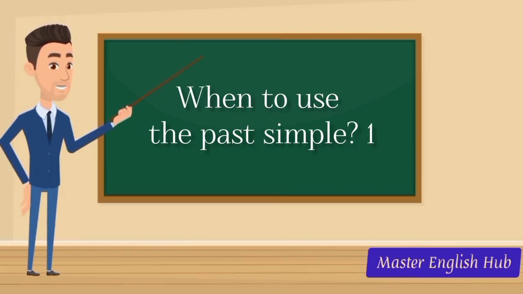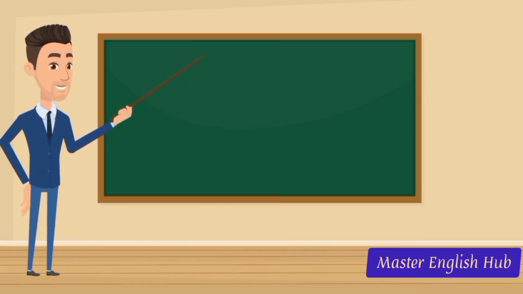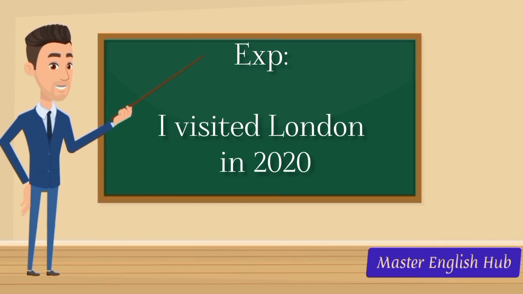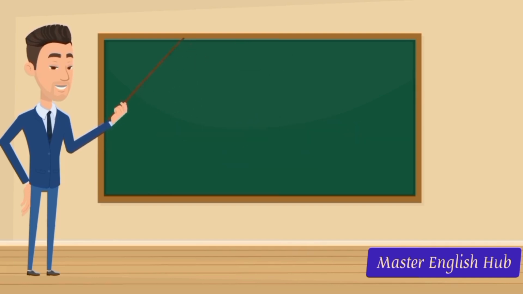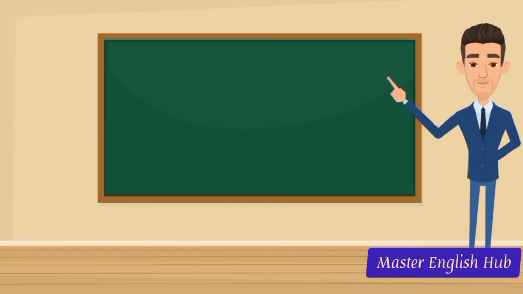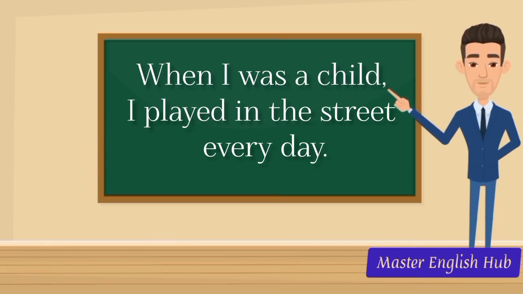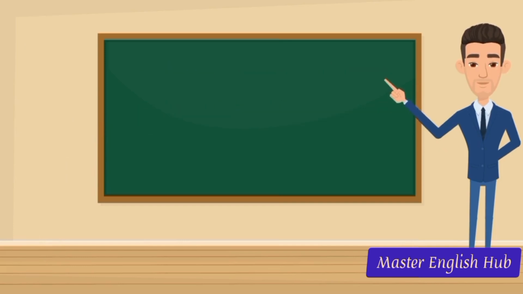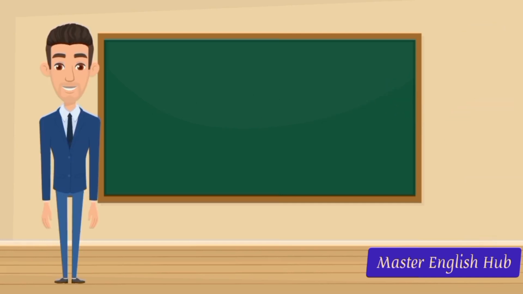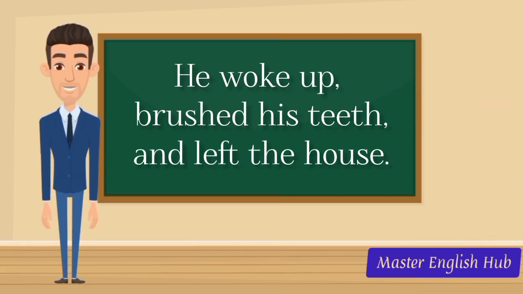When to use the past simple. 1. Completed actions in the past. I visited London in 2020. 2. Past habits, but not now. When I was a child, I played in the street every day. 3. A series of past events. He woke up, brushed his teeth, and left the house.